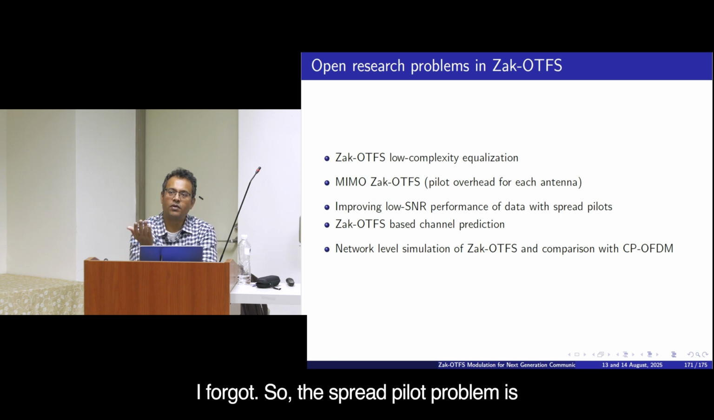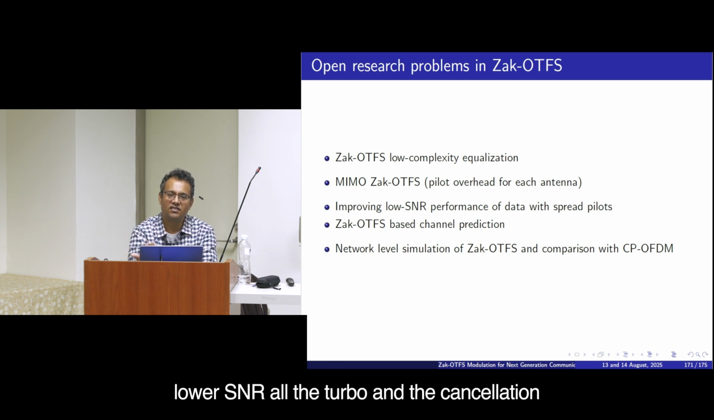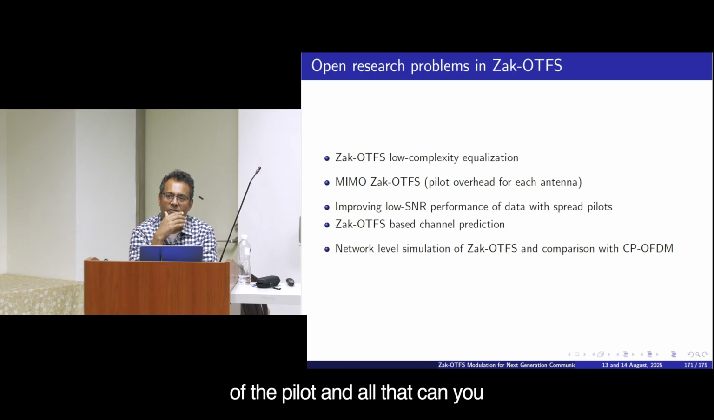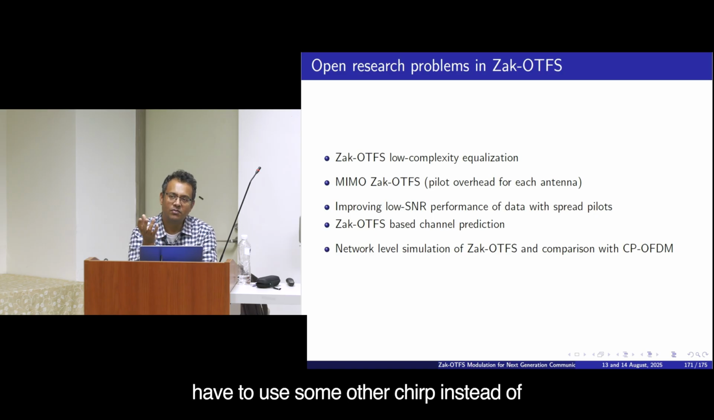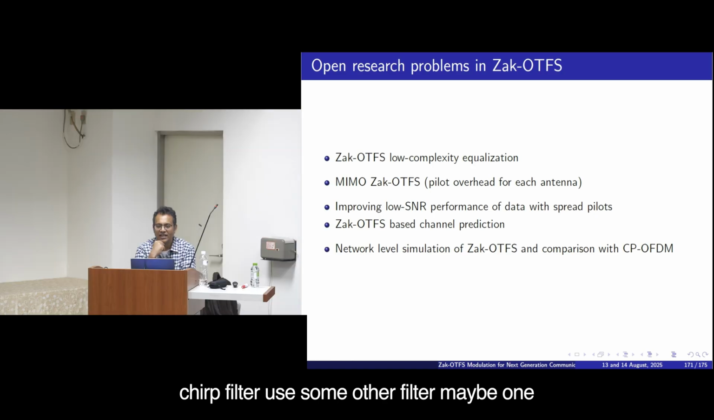So, the spread pilot problem is, can you make the same thing work at lower SNR, all the turbo and the cancellation of the pilot and all that, can you make that work at lower SNR? Maybe you have to use some other filter instead of the chirp filter.